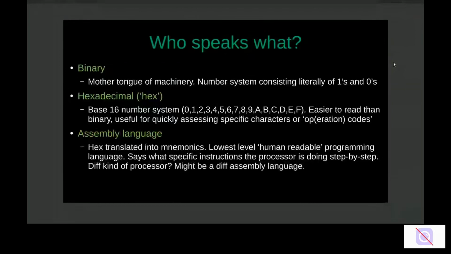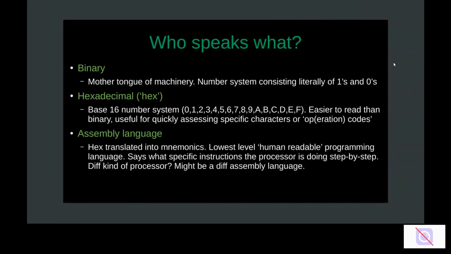Okay, so who speaks what when it comes to computers? In computers, binary is the mother tongue of machinery. Number systems consist of literally ones and zeros. When a computer carries out an instruction, it doesn't see what we see. It operates entirely 1 versus 0. More on that later. Now, binary can also be represented as hexadecimal, frequently called just hex.